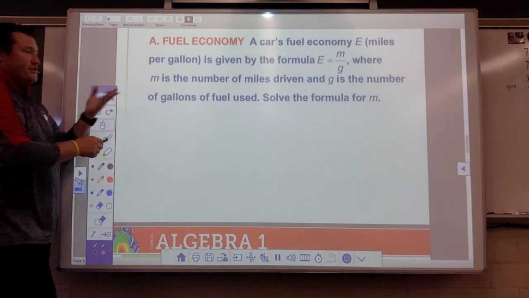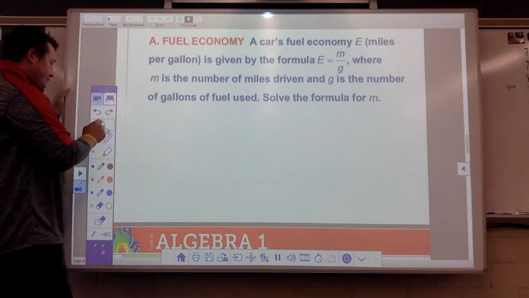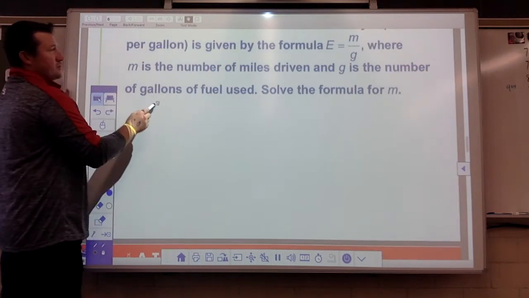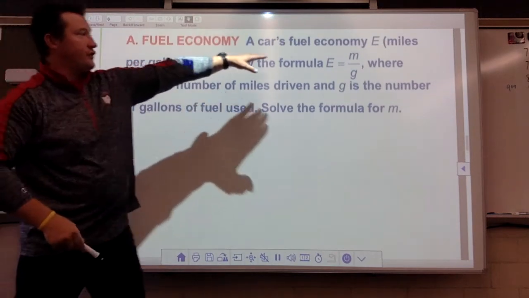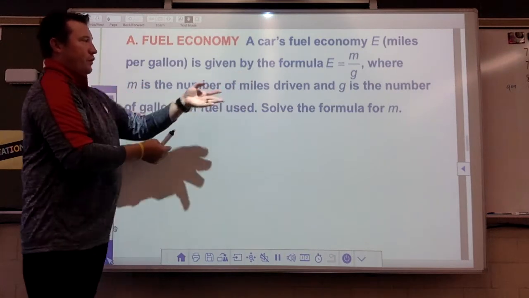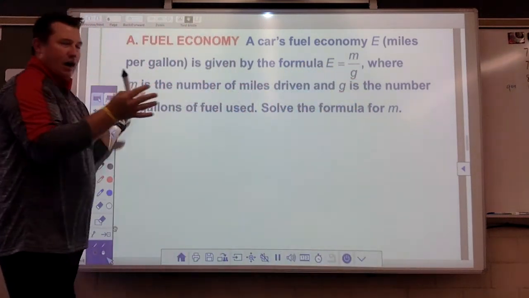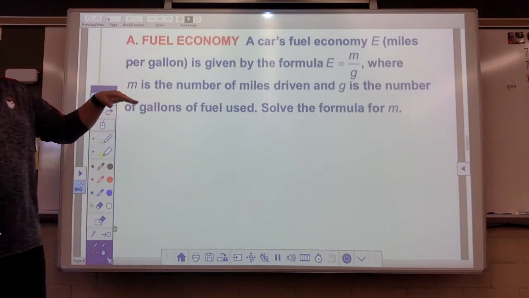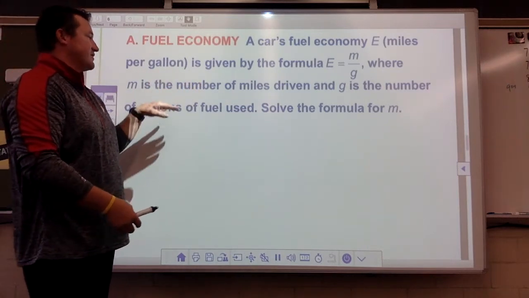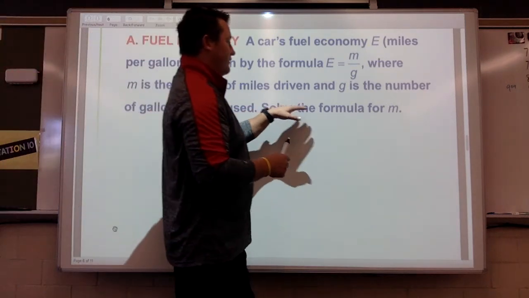So we got some word problems, of course. When you see the word problems, you know we're getting to the end of this stuff. All right? Let's make this a smidge larger. There we go. A car's fuel economy, E, miles per gallon, is given by this weird formula. E equals M over G. And they tell me what the M and the G are. M is the number of miles we drive, and G is the number of gallons we use. Okay? Here it says solve the formula for M.